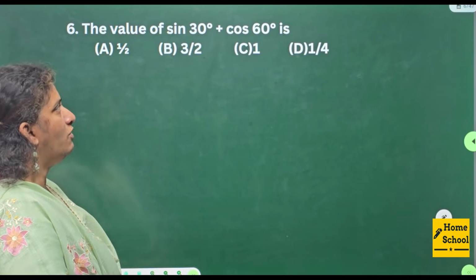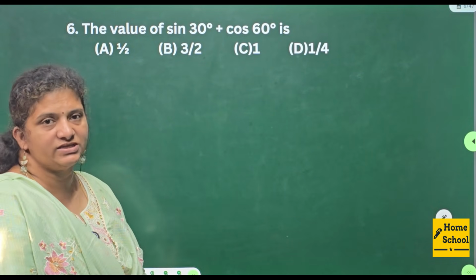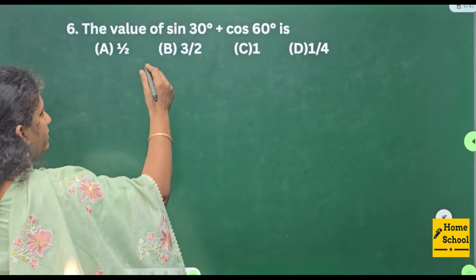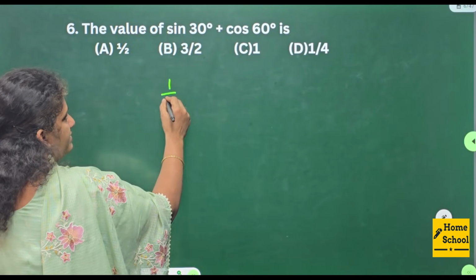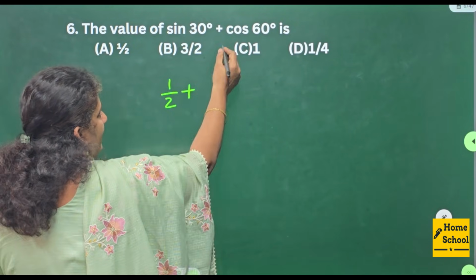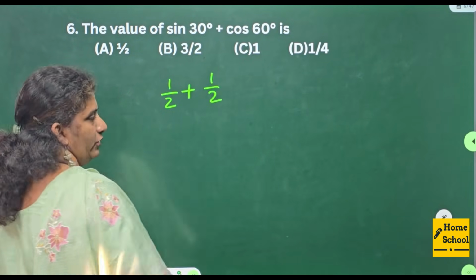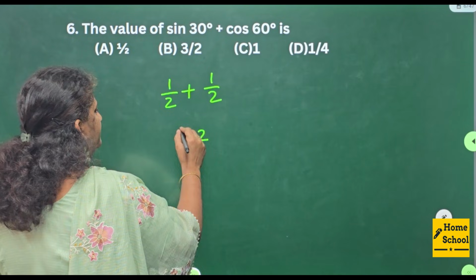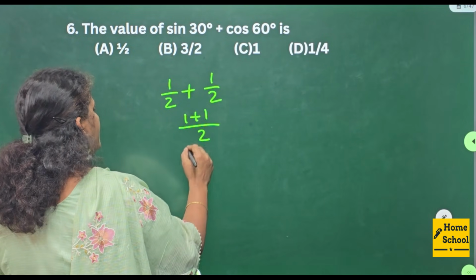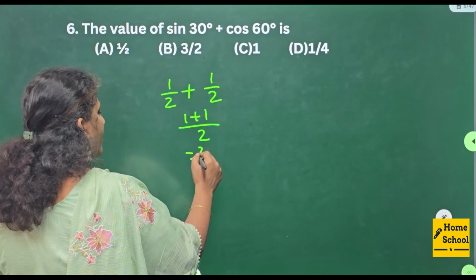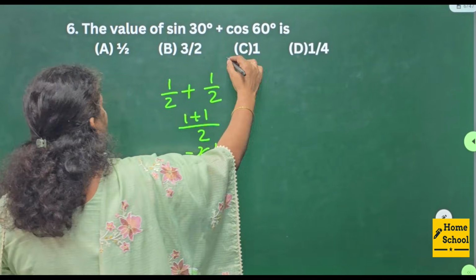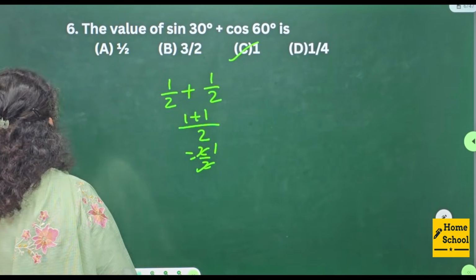Sixth one, the value of sine 30 degree plus cos 60 degree is. Sine 30 value is 1 by 2 plus cos 60 value is also 1 by 2. Add 1 plus 1, that will be 2 by 2. Your answer is 1. Option C, 1.